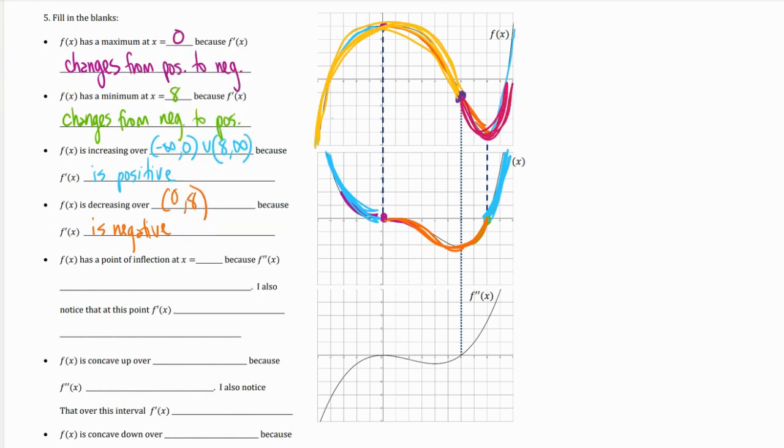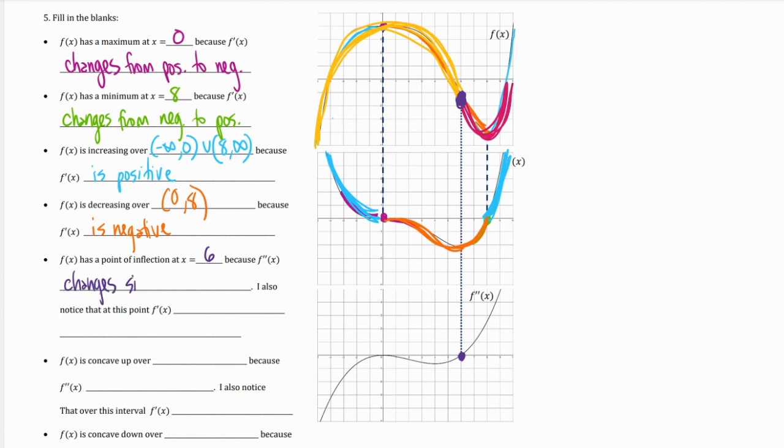These are not perfect parabolas, by the way. I'm just trying to make a point. So that change occurs right here at x equals 6. So there's a point of inflection at x equals 6. And then what is happening at f double prime? f double prime at x equals 6 is changing from negative to positive. So it's because f double prime changes signs.